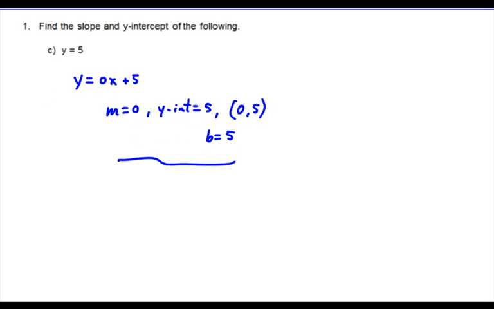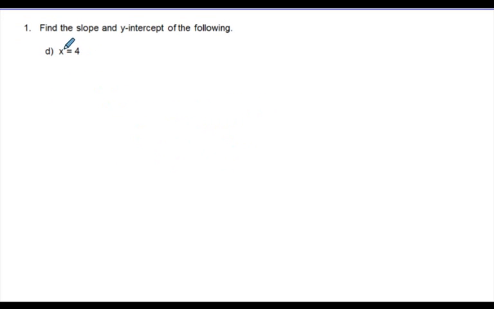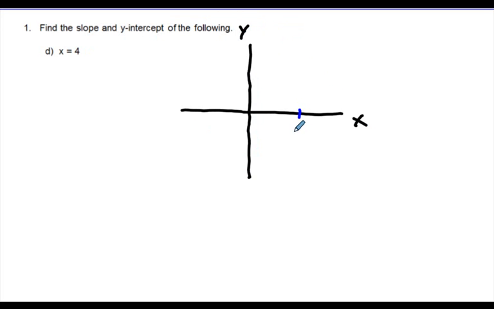Okay, next, D, we have x equals 4. Now what does this mean here? That means that x is 4 everywhere. So if we have an xy coordinate plane, we have x equals 4, and what that's going to look like is this. We're going to have a vertical line whose equation is x equals 4.